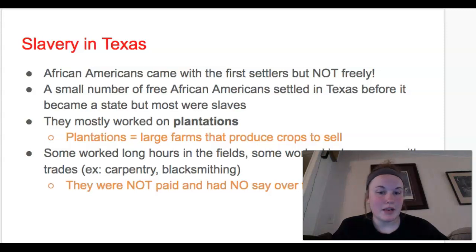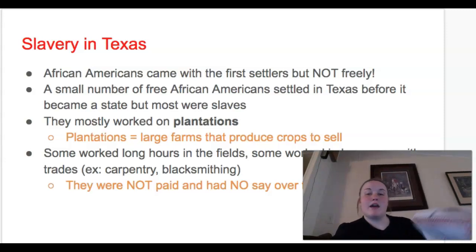Most African American slaves worked on plantations. A plantation is just a large farm that produces crops to sell. Enslaved men, women, and children labored long hours in the fields. Others worked in the house and at trades such as carpentry and blacksmithing. Whatever type of work they did, they were not paid and they had no say over their lives.